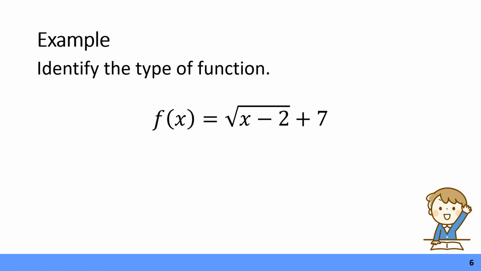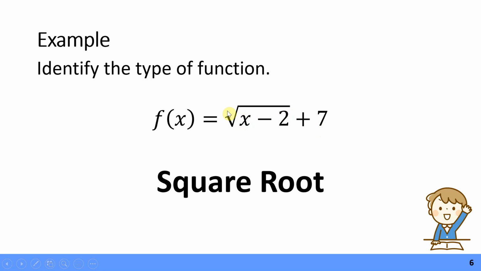All right, let's go ahead and try this one. Again, this one right off the bat, you see that there's a root in here. Again, we don't care about the 2 or the 7. We know that there's a root. If there's no little number here, it's an imaginary 2. So this is a square root.